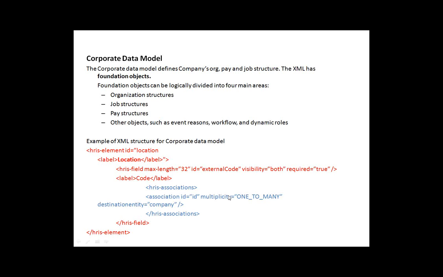In this example, you see the association as one to many in the foundation object called location. The many represents the company and the one represents the location. So there are many companies in the same location. That's what the association defines.